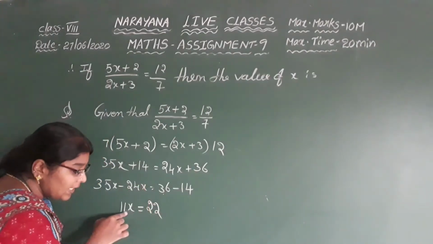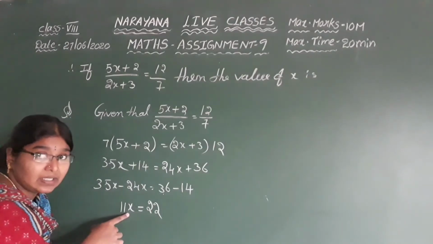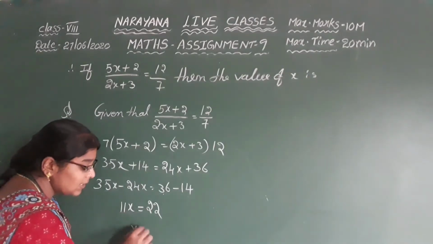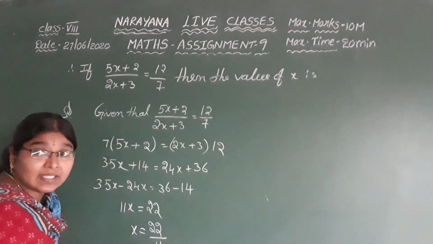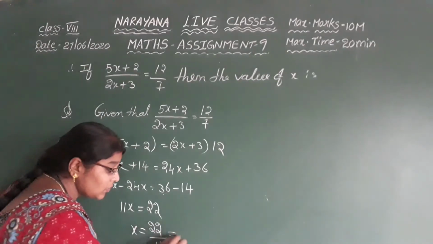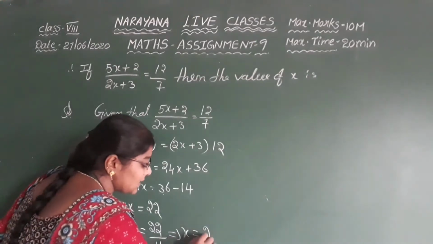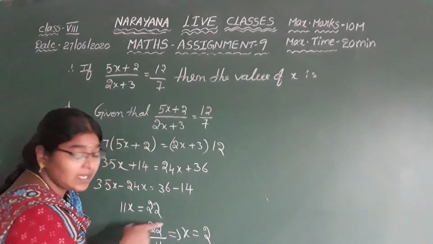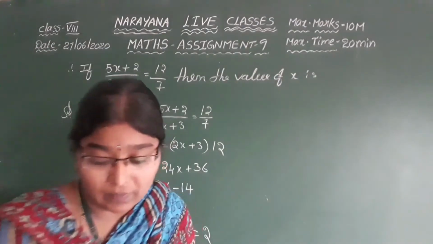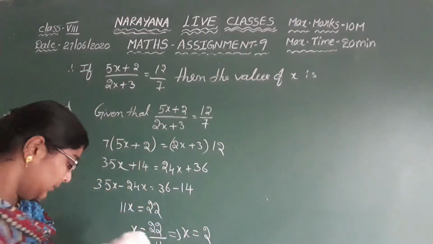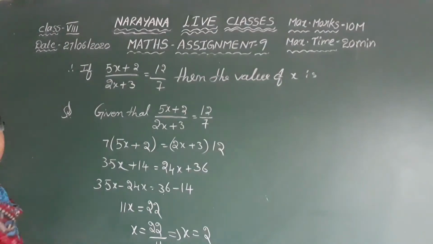So here 11 is multiplication on the LHS side, so then it goes to the RHS side as division. In 22, how many times is 11 cancelled? 11 table, 22, 2 times it's cancelled. So what is the value of x? 2. The value of x is 2. Okay, and next the second question.